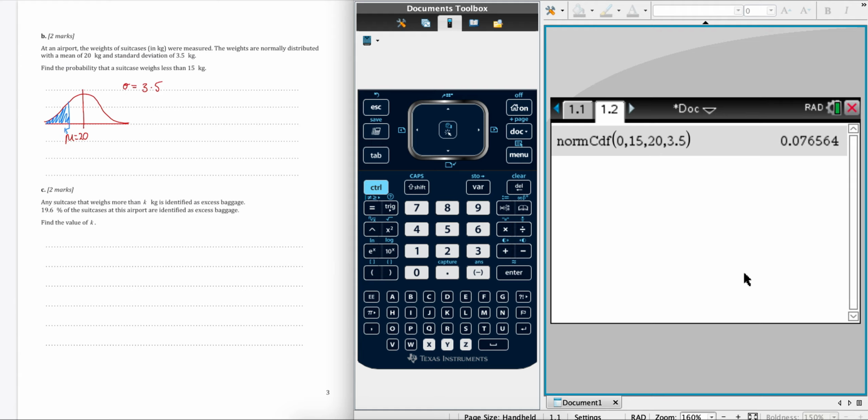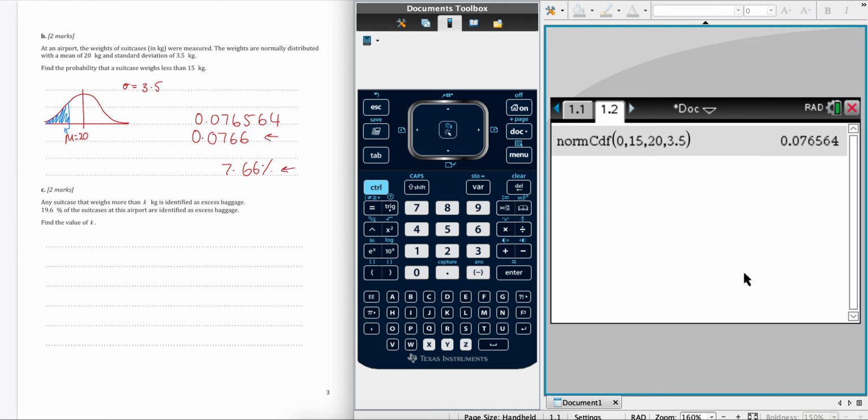And that's my answer, 0.076564. And don't forget, we need to write everything to 3 significant figures or better. And therefore, my answer is 0.076564, or to 3 significant figures, 0.0766. Or if you wanted to write it as a percentage, then it's 7.66%. So any of these options are fine.